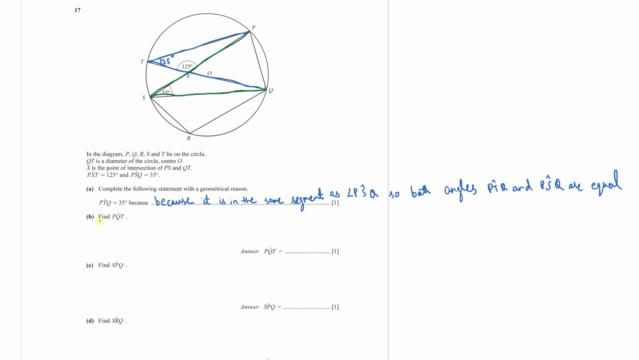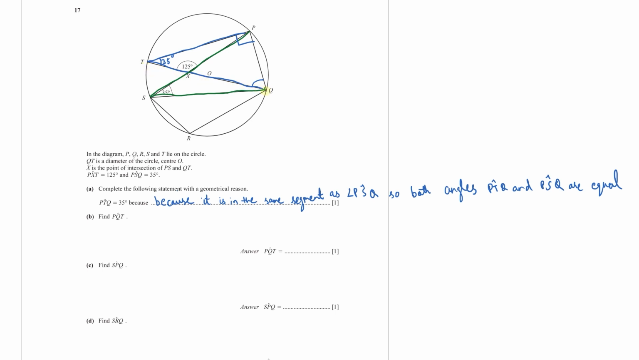Part B is find angle PQT. So PQT is this angle right here. To find this angle PQT, if you look at this triangle PQT, this angle here at P would be 90 degrees because it's an angle in a semicircle.